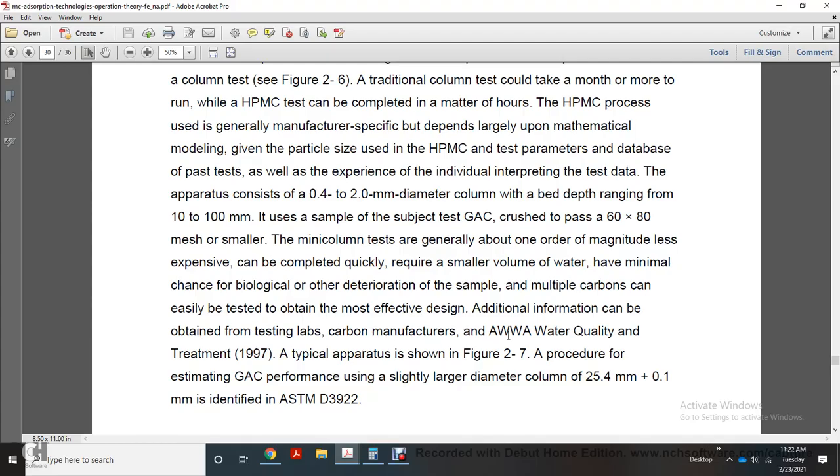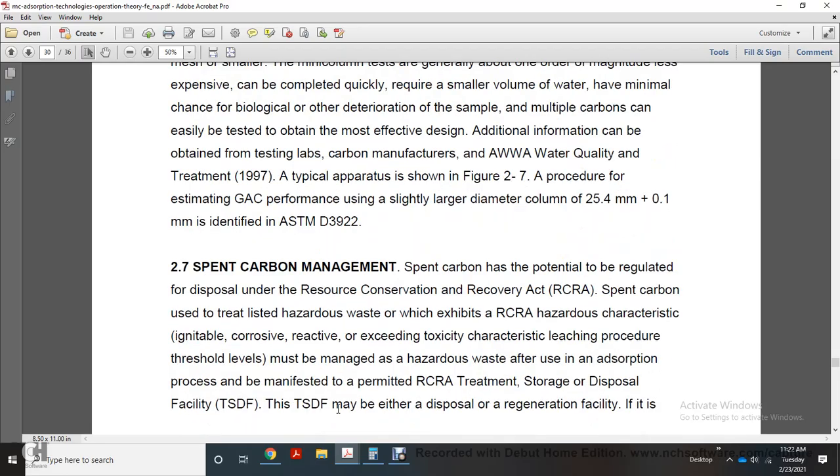Carbon manufacturers and the American Water Works Association, Water Quality and Treatment, 1997. The typical apparatus is shown in Figure 2.7. The procedure for estimating granular activated carbon performance using a slightly larger diameter column of 25.4 millimeters plus or minus 0.1 millimeter is defined in ASTM D3922.